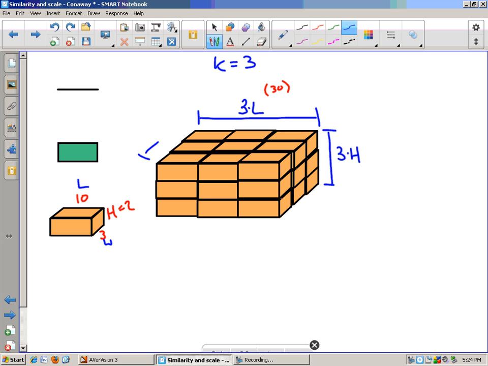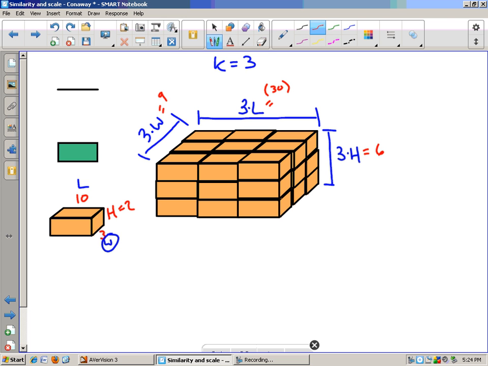Okay, and so this, what was W, is going to be 3 times W. And so that is equal to 30. That is equal to, in this case, 3 times H was 2. So that's going to be equal to 6, and then 3W was equal to 9.